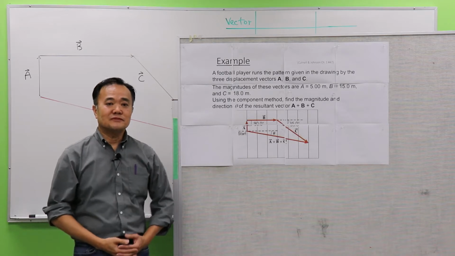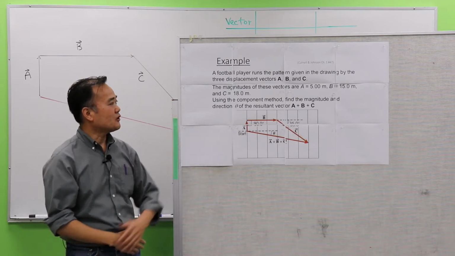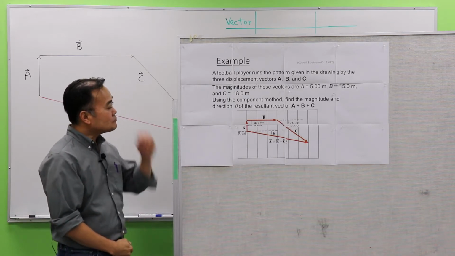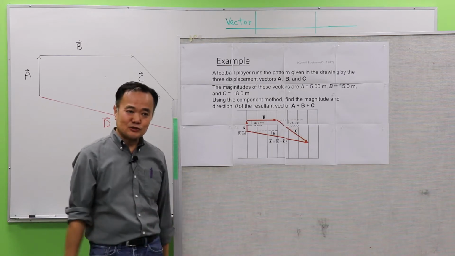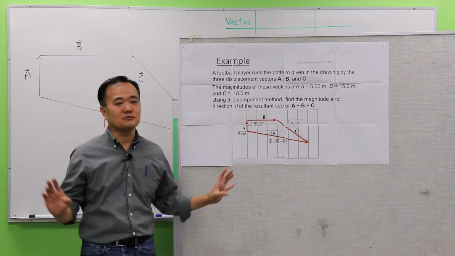Here we have a problem taken from a well-known textbook by authors Cutnell and Johnson. It's a problem in vector addition, but instead of adding 2 vectors, we're going to add 3. And we're going to add the 3 vectors all in one swoop.